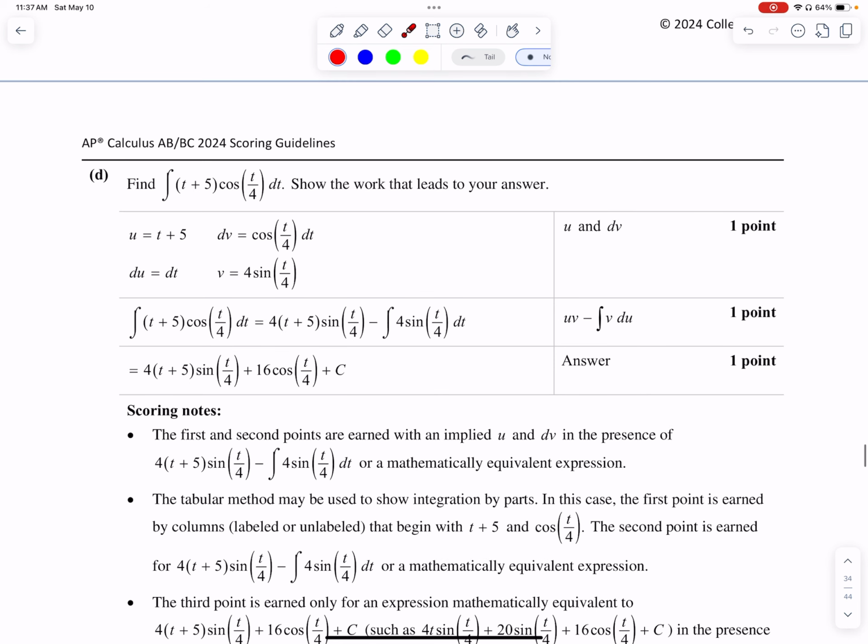So they divvied them up as u and v. So selecting your u and your dv was worth a point, and your uv minus the integral of v du. In other words, actually taking your information from your u and your dv to actually do the integration by parts was another one, and your answer was worth the last one. So I said this was 1 point. I said your answer was actually 2 points, with your constant being your second one.